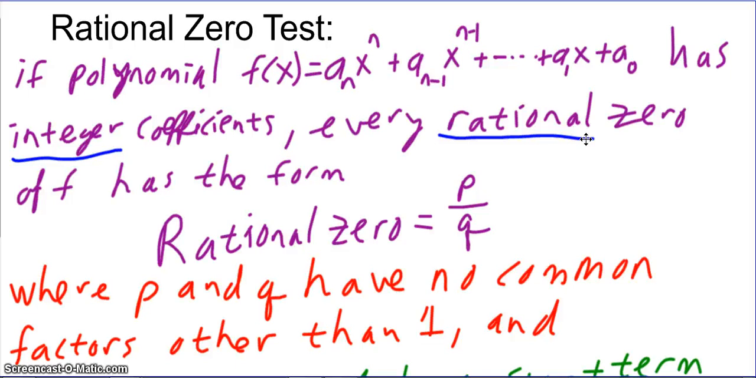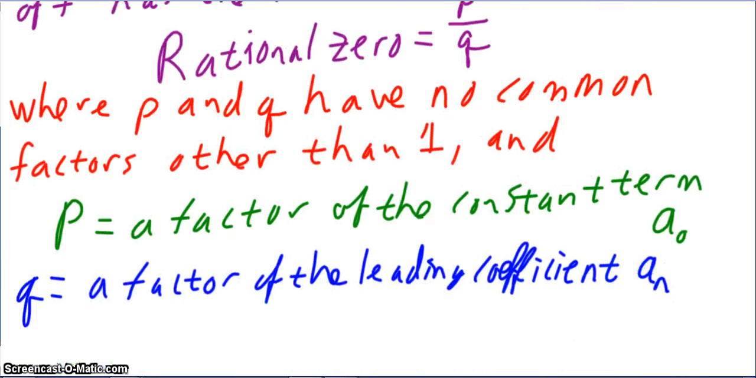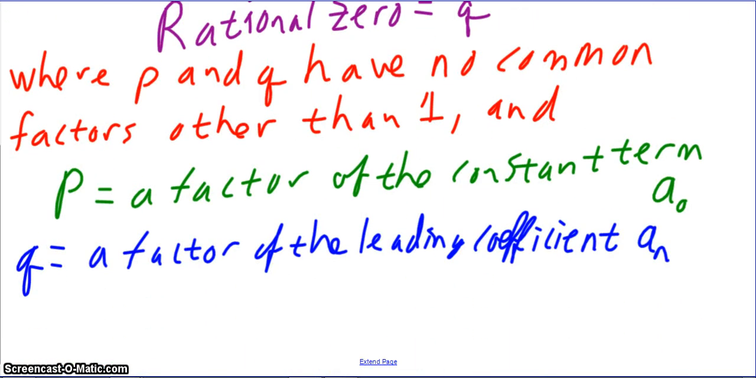Now, remember, rational numbers can be whole numbers also. So they could be fractions or they could be whole numbers. And to find them, we find all of the factors of the constant term and all of the factors of the leading coefficient. And if there are rational zeros, they are going to be some combination of factors of the constant term divided by factors of the leading coefficient. So that's what this test is telling us.